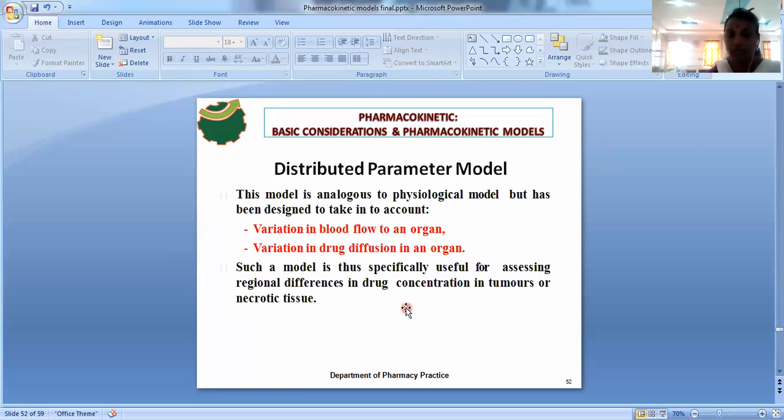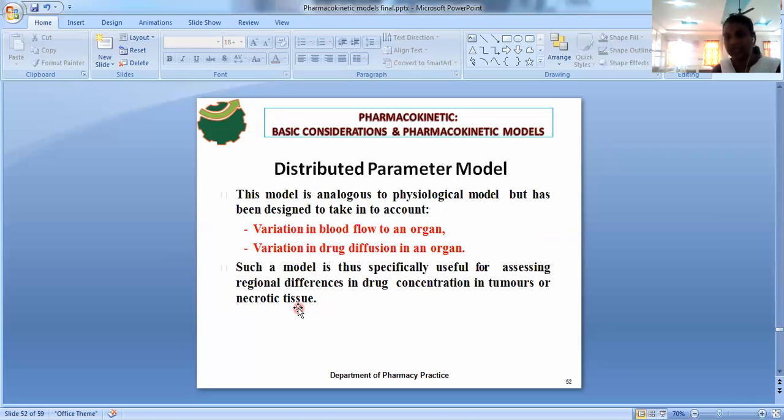If the blood flow and diffusion characteristics vary in a particular organ, these models have been designed on that assumption. Such models will be especially useful in assessing the regional differences of drug concentration in tumors or necrotic tissue.